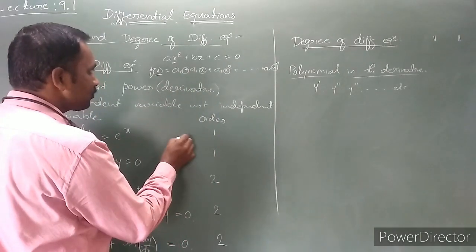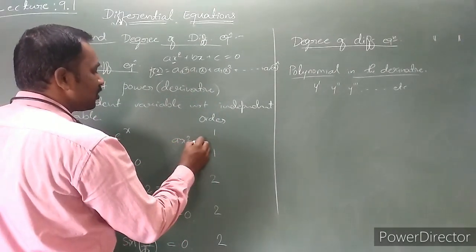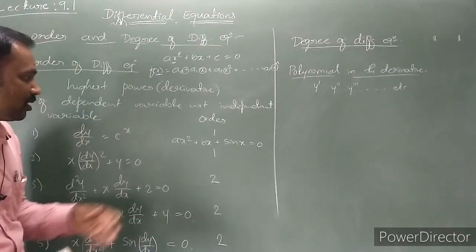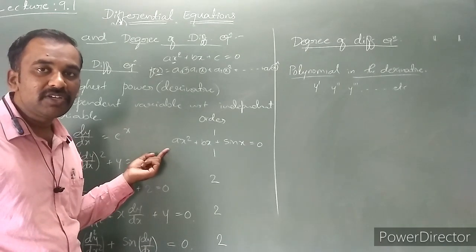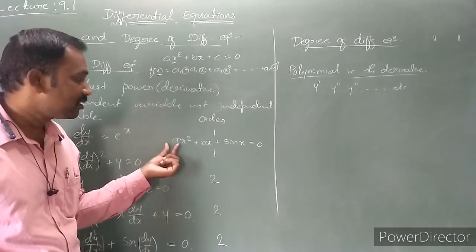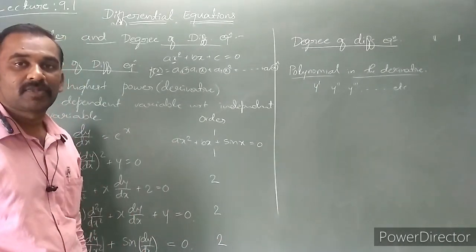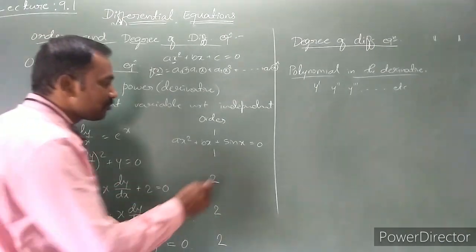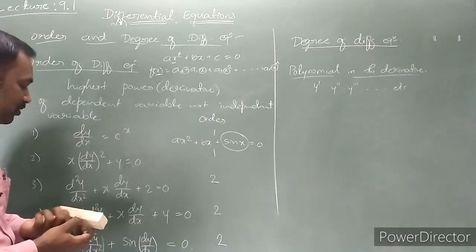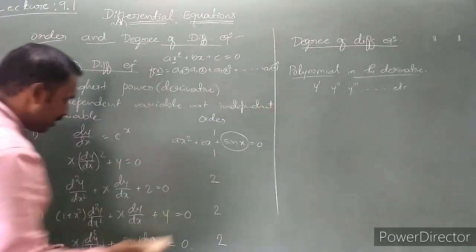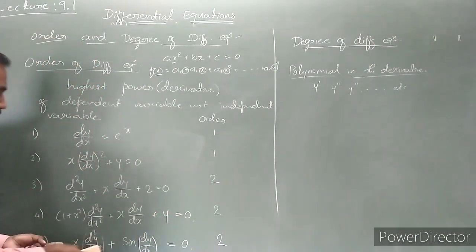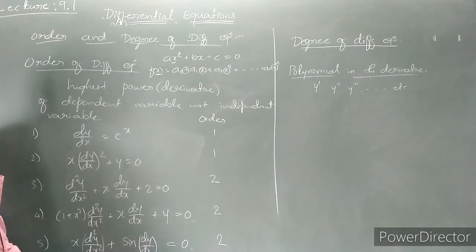But instead of this one, if I introduce ax square plus bx plus sine of x is equal to 0, this is not a polynomial equation involving x. This becomes a trigonometric equation because the sine ratio comes in. In the same manner, this is not a polynomial in derivative, due to the sine of dy by dx.